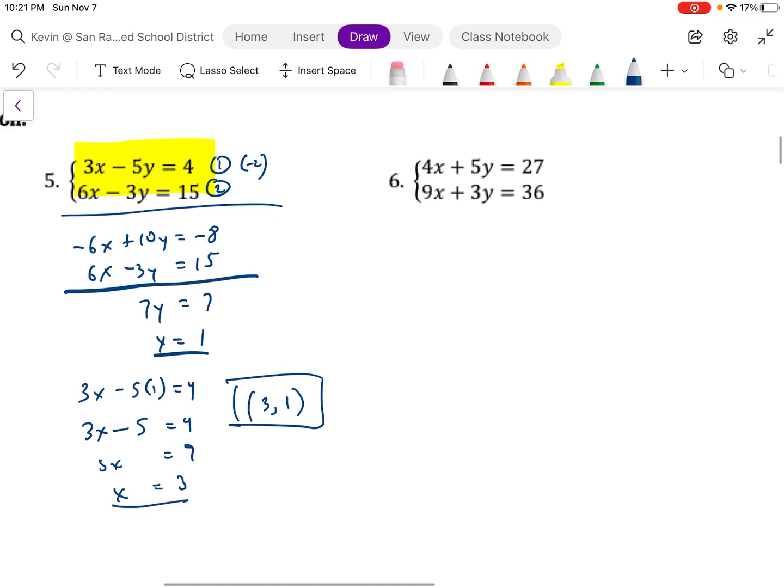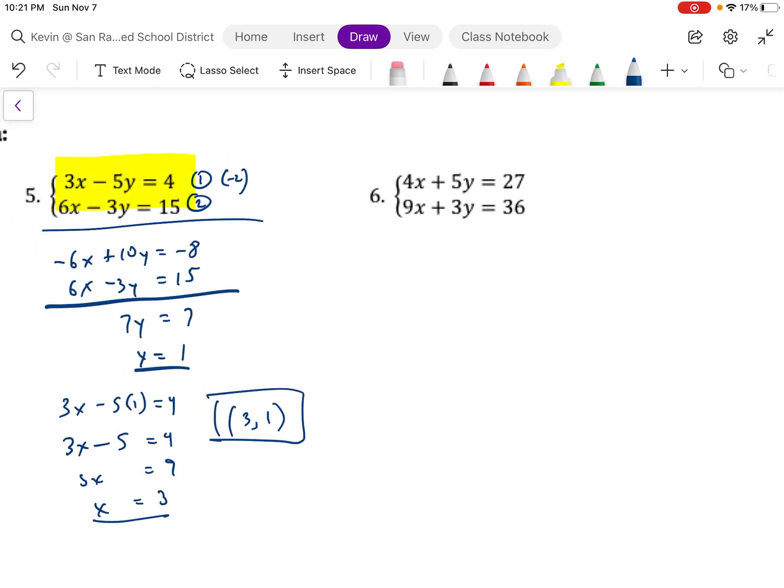Last problem here, number 6. This is the one that I was thinking of, where I have to multiply both equation 1 and 2 by a value in order to be able to cancel out one of either my x or y value. And you can pick and choose how you want to do it. In this case, I'm going to multiply number 1 by negative 3, and I'm going to multiply 2 by 5. This gives me negative 12x minus 15y equals negative 81.